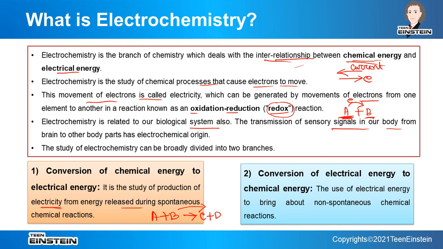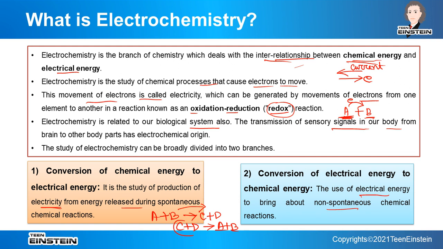But suppose we want to do the opposite reaction, that is, we want to make A and B starting from C and D, but that reaction is not spontaneous. So what we have to do is supply electrical energy. We will make C and D react to each other forcefully so that they can produce A and B, which is under normal condition not spontaneous. But by applying electrical energy, we can make this non-spontaneous reaction spontaneous. So this is the use of electrical energy to bring about non-spontaneous chemical reactions.